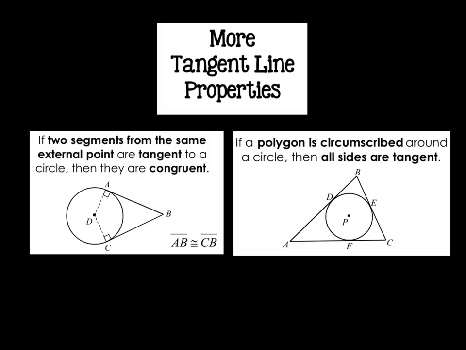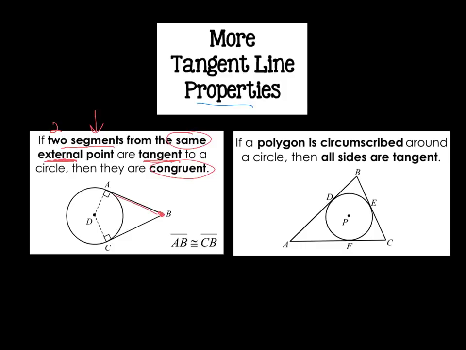Now that you've had some time to practice with the idea of being perpendicular at that point of tangency, we want to talk about a few other properties that have to do with tangent lines. And the first property has to do with two segments, right? Two segments from the same external point. So that would be coming from B would be that same external point. If they are tangent to a circle, then those segments are congruent.